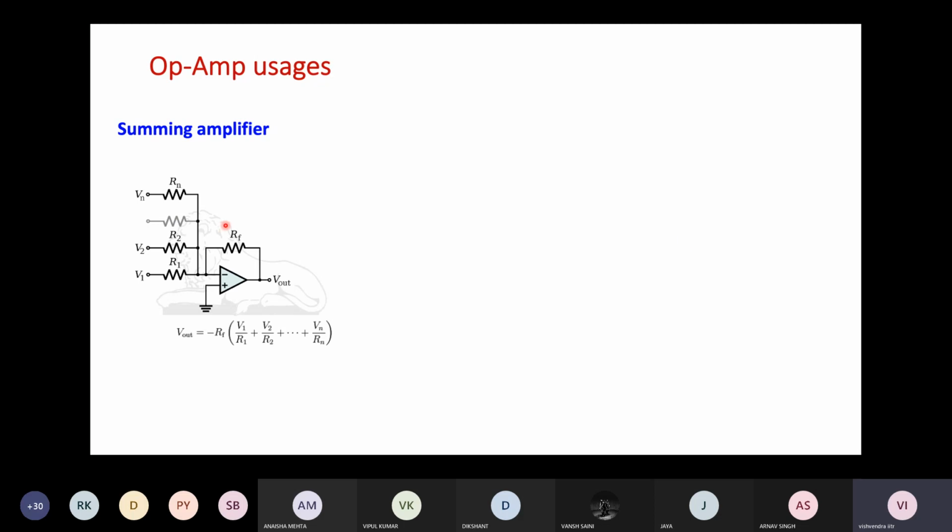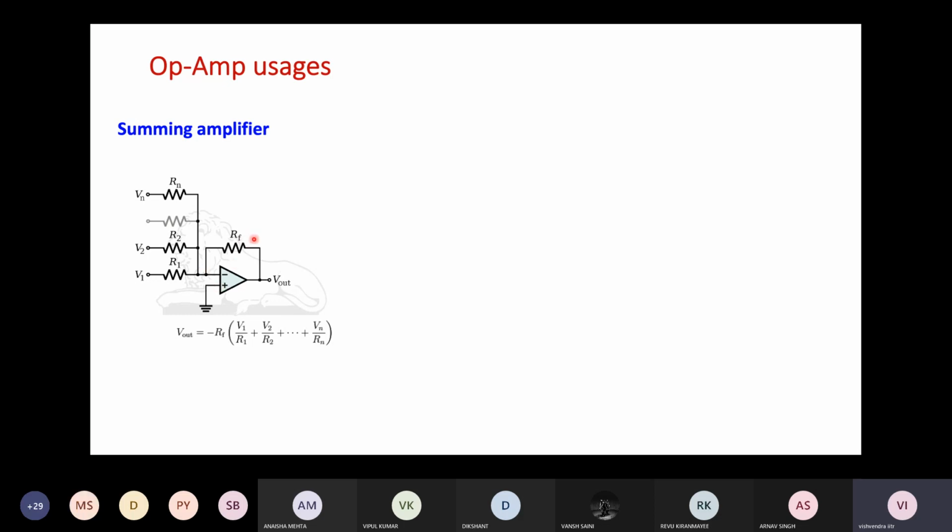So this is the summing amplifier. What do we mean by summing amplifier? It amounts to an addition operation. If we have many inputs, we need to have an output which is the addition of all those inputs. This is how we do it. And this is also an inverting amplifier, as you can see.